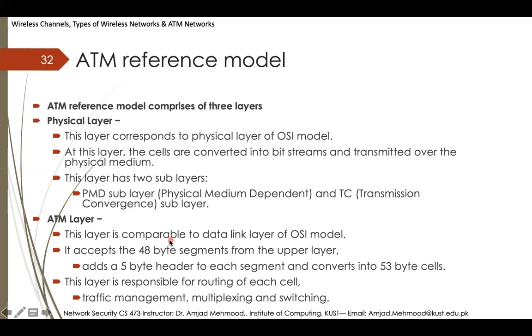This layer is comparable to the data link layer of the OSI reference model. It accepts the 48-byte segment from the upper layer, adds a 5-byte header to each segment, and converts it into a 53-byte cell, as we studied in our previous slide. This layer is responsible for routing of each cell. Traffic management, multiplexing, and switching are the job of this layer.